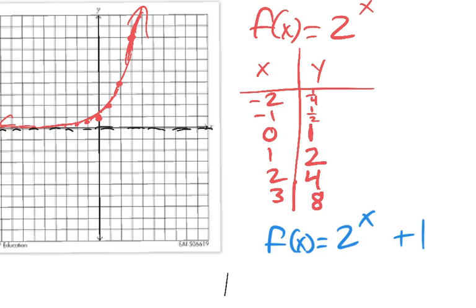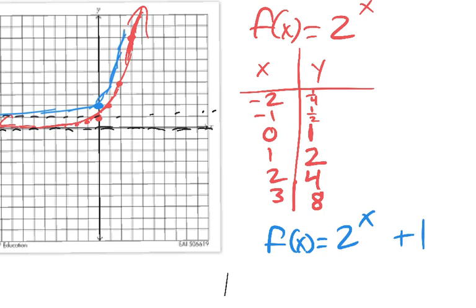You remember all of our shifts we did? This is on the outside. Outside affects the y's. So it goes up or down. Because it's positive, we're going up 1. And so what would happen to that horizontal asymptote that was here? It would also go up 1. The whole graph would just get shifted up 1.